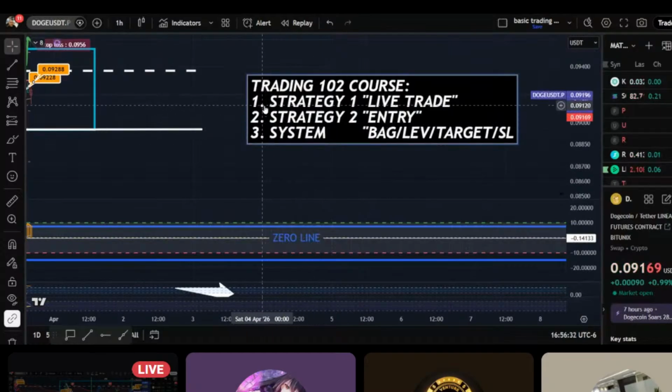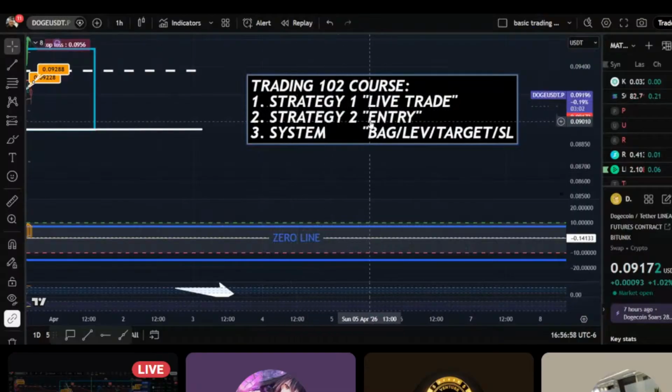It's systematic trading, which simply means that you develop strategy one, which is what your live trade is. This is simply the steps, the indicators or whatever it is, that give you a live trade, meaning this trade has now said that this is going to happen. Strategy number two is how do you enter? What are the steps to enter the live trade that just happened? The system is size, bag, what leverage, what's your target, what's your stop loss? So these three things are systematic trading.